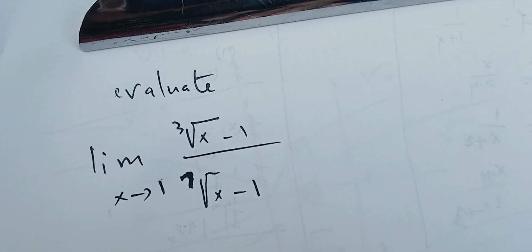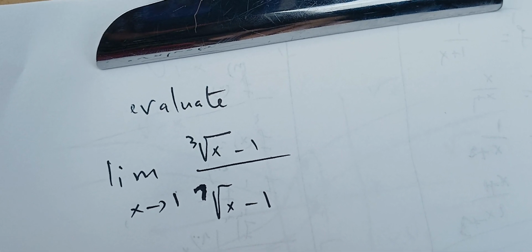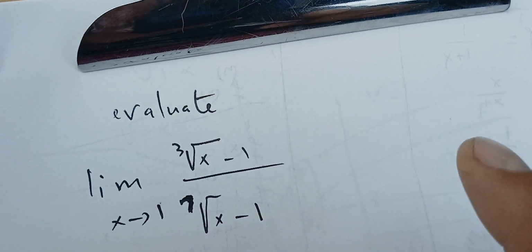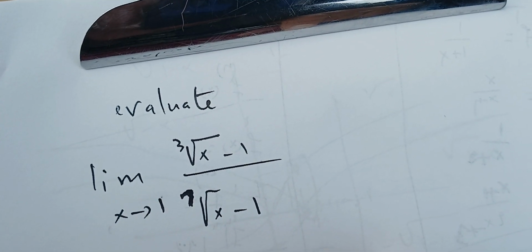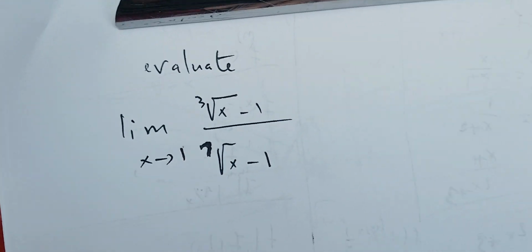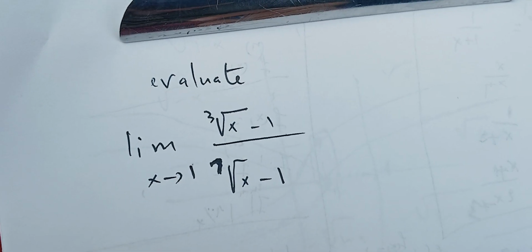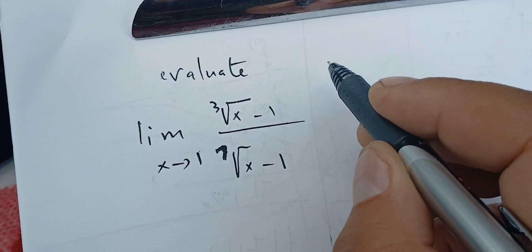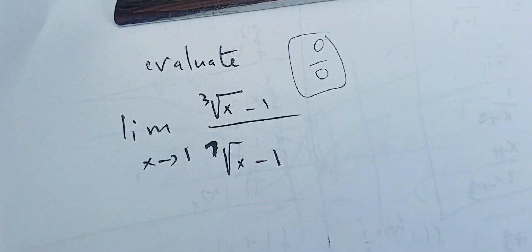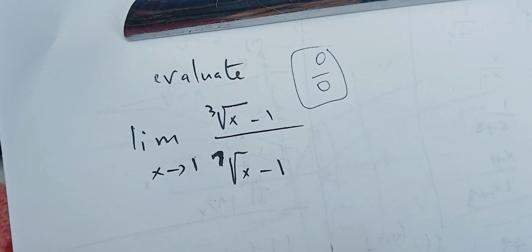Okay, now next it's time to evaluate the following limit: the limit as x goes to 1 of the cube root of x minus 1 over the 7th root of x minus 1. As we always do, we plug in the value we want to compute, and we get 0 over 0. So we can't decide, because this is an indeterminate form.